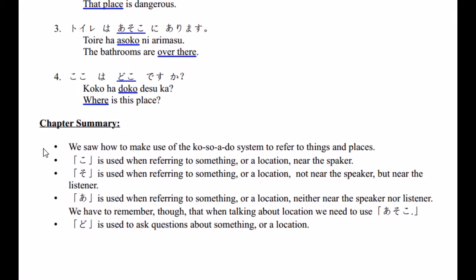All right, that's going to do it for this chapter, guys. No practice problems, just a quick recap of what we learned. So in this chapter, we basically learned how to use the koso ado system to refer to things and places. So ko is used when referring to something or a location near the speaker. So is used when referring to something or a location not near the speaker but near the listener. A is used when referring to something or a location neither near the speaker nor the listener. We also have to remember that when we talk about a location, we use asoko and not ako. And finally, we learned that do is used to ask questions about something or a location.